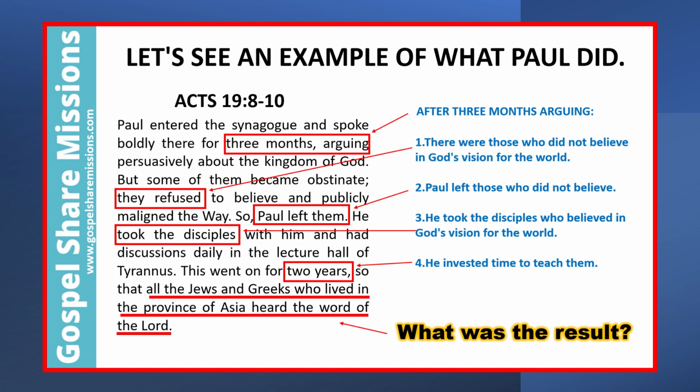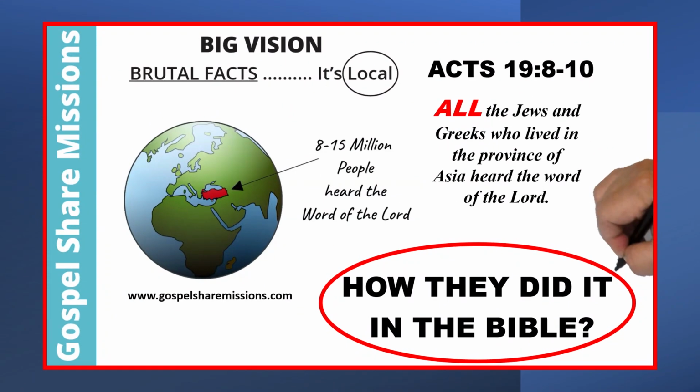1. There were those who did not believe in God's vision for the world. 2. Paul left those who did not believe. 3. He took the disciples who believed in God's vision for the world. 4. He invested time to teach them. What was the result? All people in Asia heard the word of the Lord. It is believed that in those times there were 8 to 15 million people in that area. These are positive brutal facts.